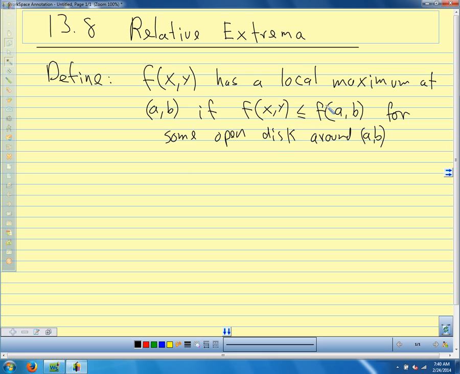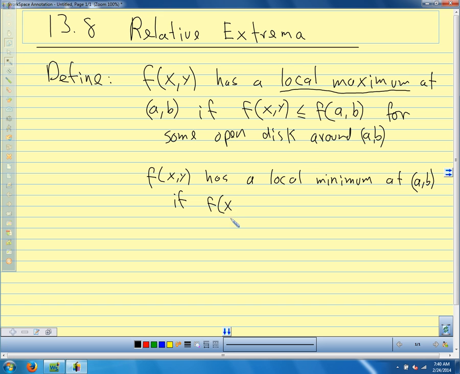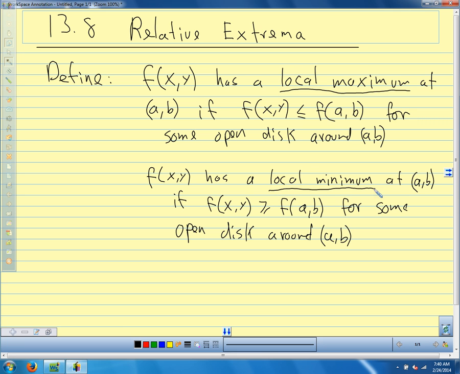And then we just turn our inequality around for a local minimum. So we're talking about what the function is behaving like nearby. So f(x, y) is going to have a local minimum at the point that we're interested in if our function is greater than or equal to f(a, b) for some little area around the point (a, b). So that's what we mean by a local maximum, local minimum. We're just interested in how our function is behaving nearby.